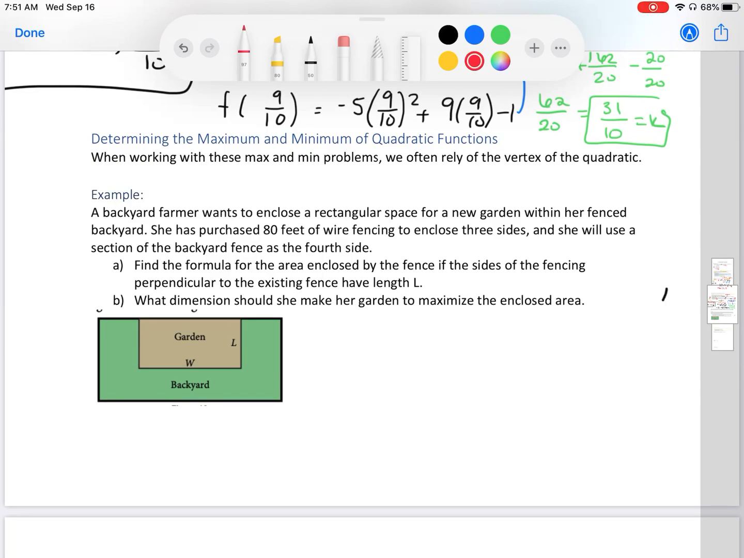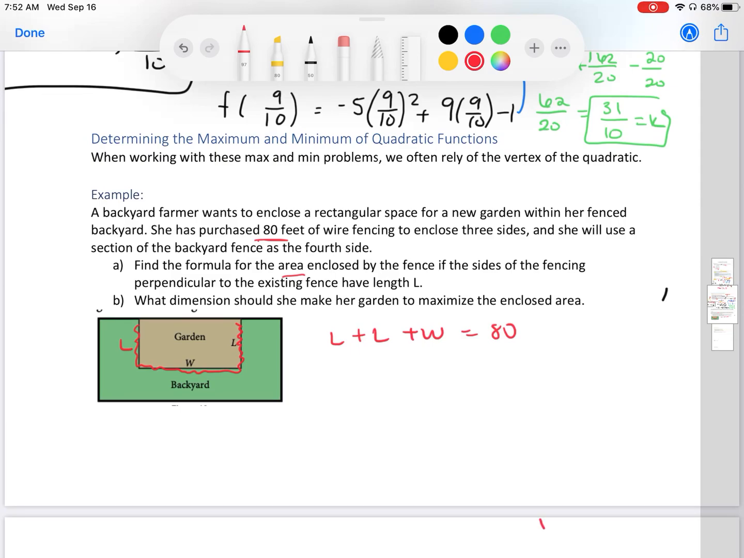So this is our enclosed value we want to find. We want to find the formula for the area of the fencing perpendicular to the existing fence having a length of L. All right, well, we know that all of it should add up to 80 feet. So if I add a length plus another length, since I have another length here, plus a width, that should give us 80, right?